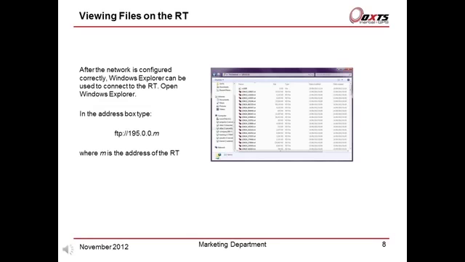The RT does not delete any files itself. When the disk gets full, it is necessary for the user to delete the files themselves. If the disk is full, then the RT stops logging. To delete the files, select them and delete them in the normal way, using the delete key or using the menu.